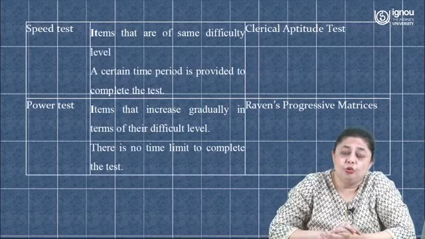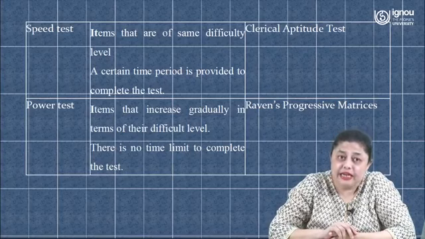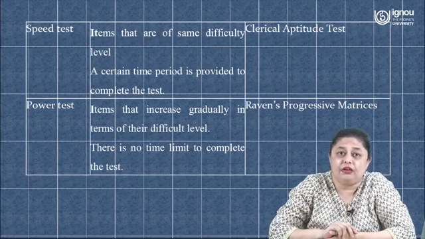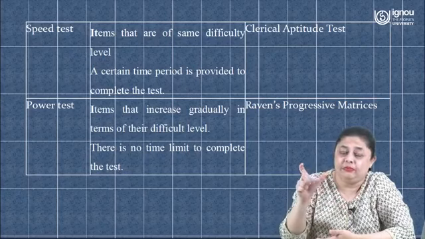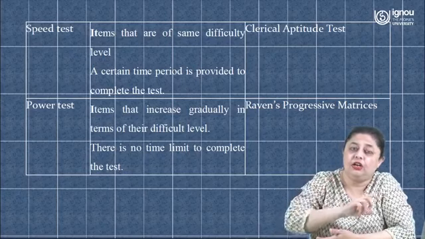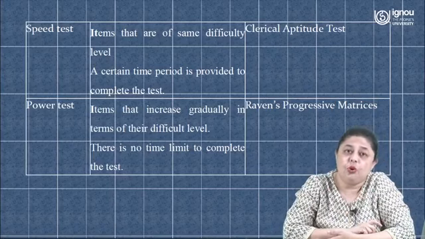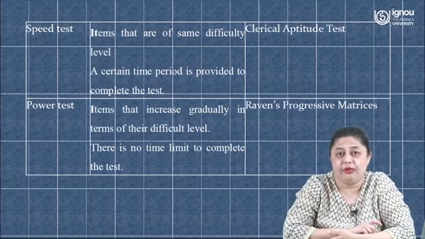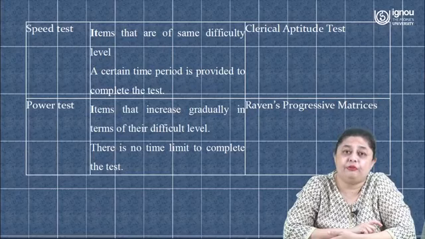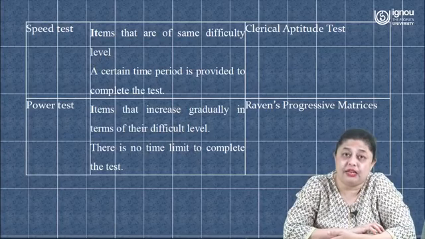You also have two more categories of psychological tests, that is speed test and power test. Now what is a speed test? In a speed test, the items that are given are basically of the same difficulty level, and normally there is a time duration given, that within half an hour you have to complete this. So the items are of the same difficulty level and there is a time limit. If you notice, many psychological tests don't have a time limit, but the speed test will often have a time limit. One example of a speed test is the clerical aptitude test, which comes under the Differential Aptitude Test. So the clerical aptitude test is like a speed test.